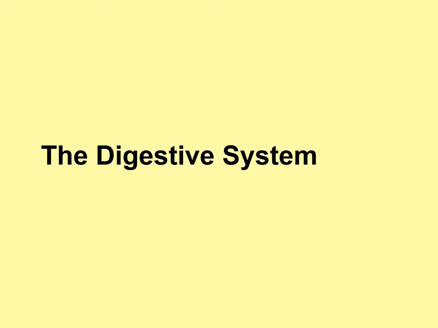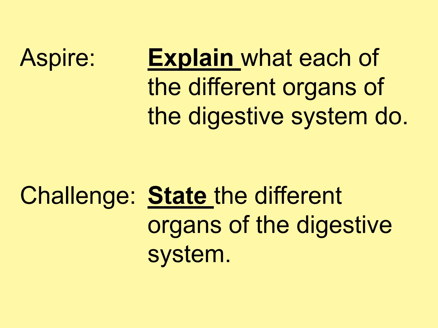As these lessons on body systems are an overview of the whole body systems topic, the first part of this lesson I'm going to be talking to you about the digestive system. So the challenge and aspire for this part is to state the different organs of the digestive system, and the aspire is to explain what each part of the different organs of the digestive system do.